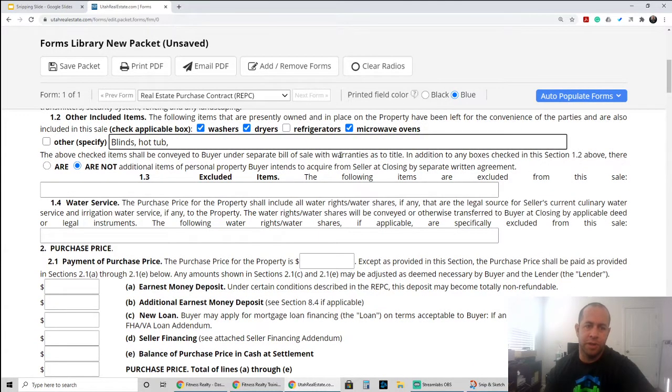I would include it up here. 8 water shares. Or whatever, right? Just put it in there. 8 water shares of Strawberry Water, or however the shares are determined.